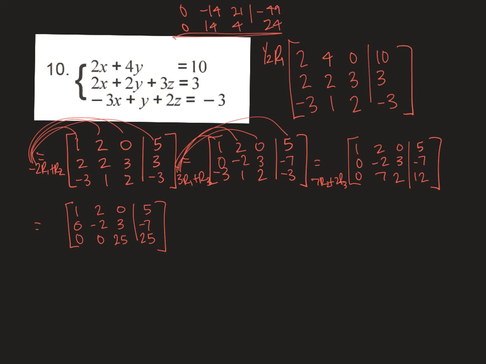So I need, in my second row, my negative 2 to become a 1. So I'm going to multiply that second row by negative 1/2. Which is going to become 0, 1, negative 3/2, and 7/2. And then in my third row, I need that 25 to become a 1. So I'm going to multiply my third row by 1 over 25.